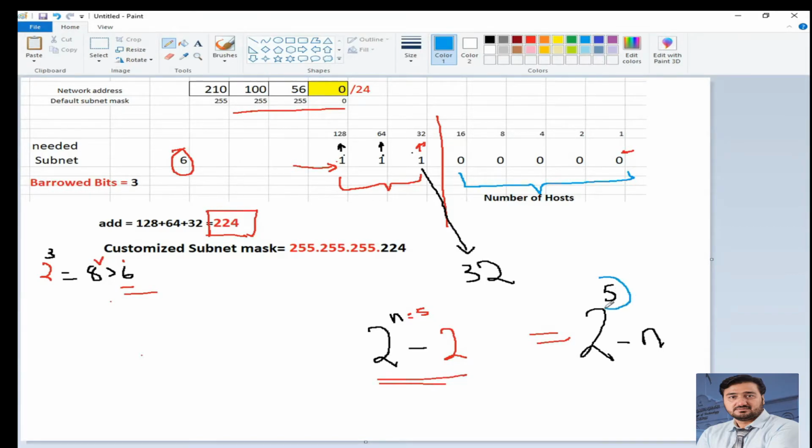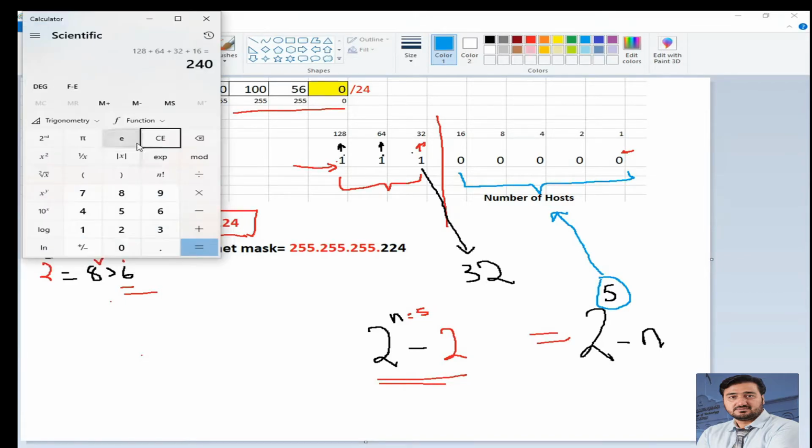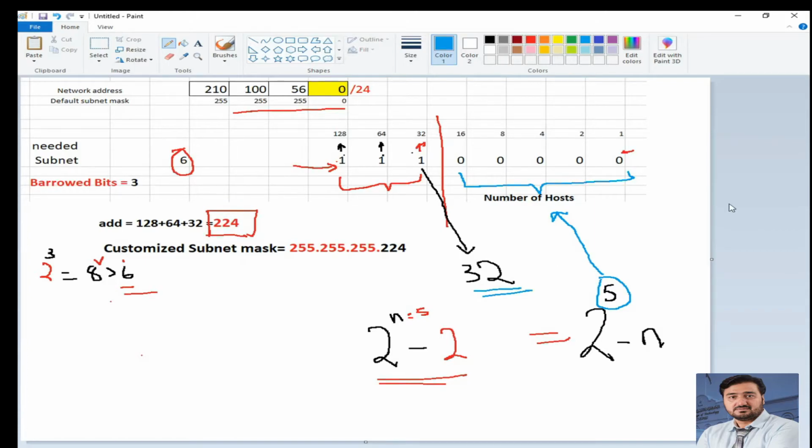These are the bits, 1, 2, 3, 4, and 5. Now if you use the calculator, 2 power 5 equals 32. The same value is coming now. So 2 power 5 minus 2. The minus 2 is always there for the hosts.